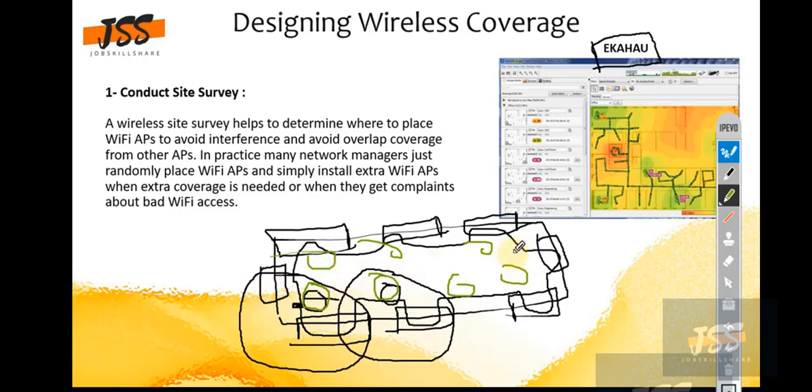So it is up to you as well. If you want to give good coverage to all these rooms, in this case, as you can see, 1, 2, 3, 4, 5, 6, 7, 8, somewhere around 8 access points, but it could be more than 8 as well, because you want to cover all these rooms with the coverage.